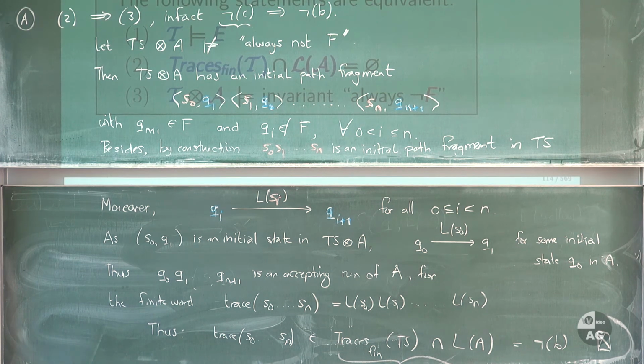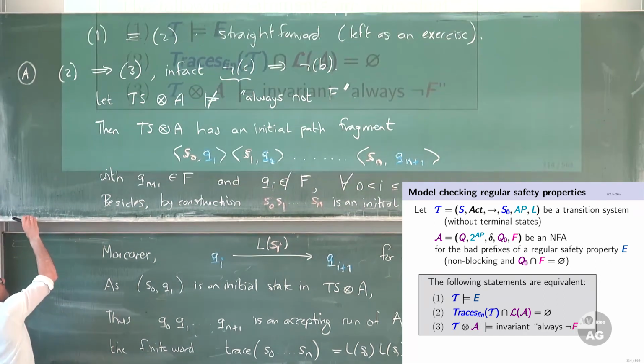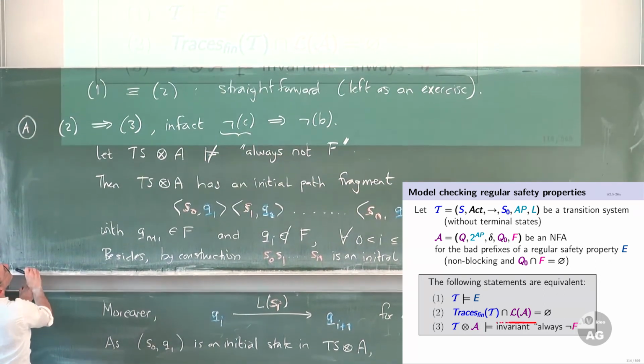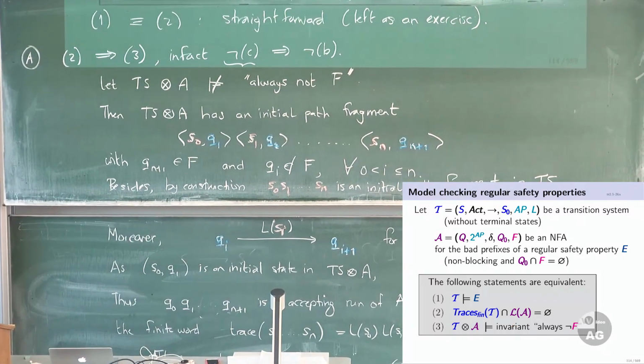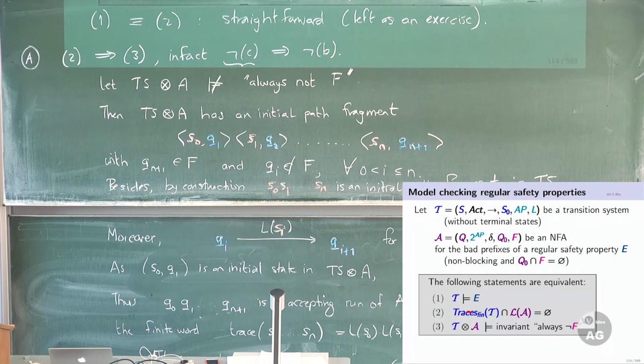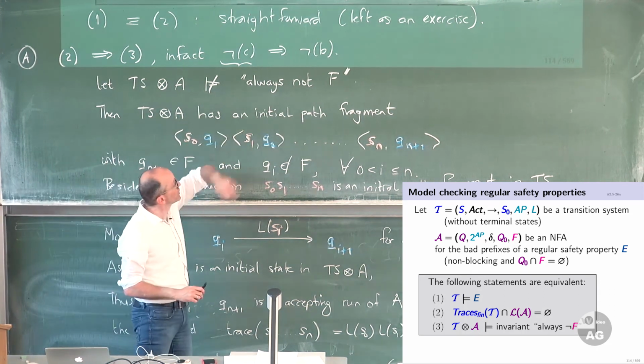Yeah, so a short recap. We need to prove 2 implies 3. Go back one step. It's on the top slide there, 2 implies 3. So the traces intersected with L(A) is empty implies TS cross A satisfies always not F.